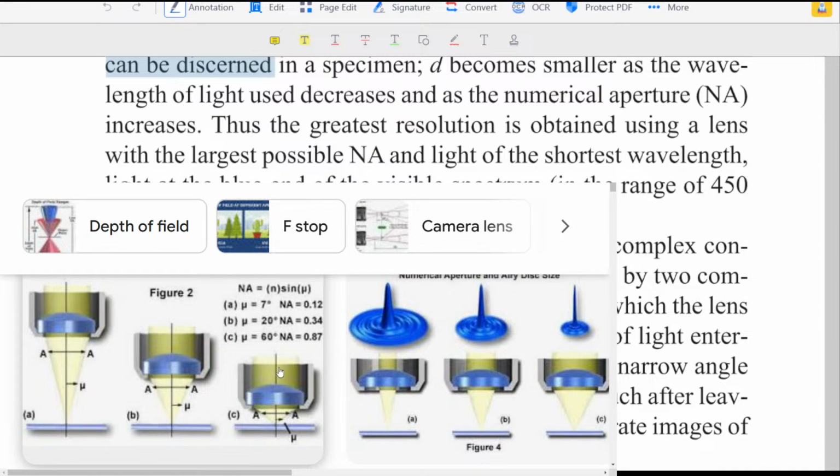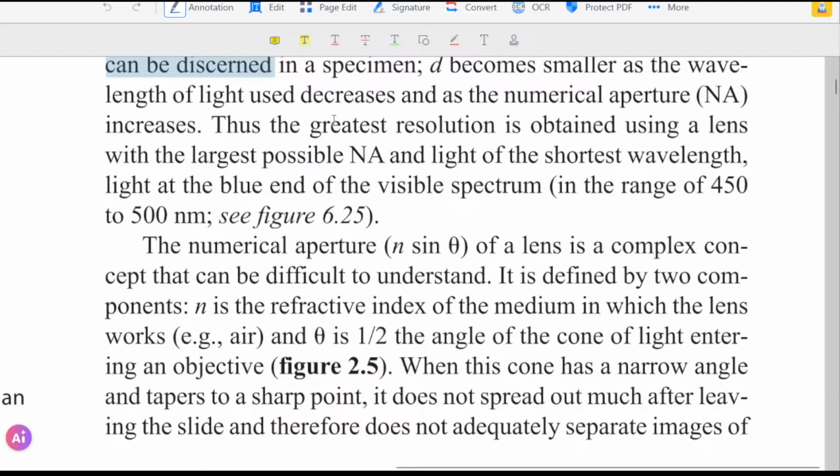As you can see, the 0.87 gathered less light, and the distance is way too small and the light is bent very sharply, but you can see the light is very less here. While in this one, 0.12, this is the largest one, and the numerical aperture is high. I think I kind of get the gist of it.